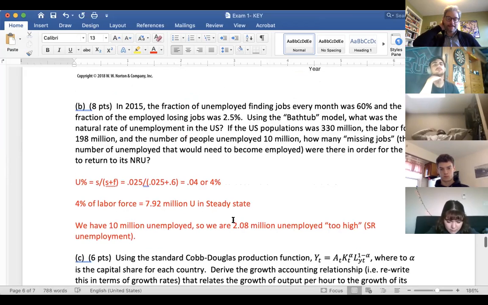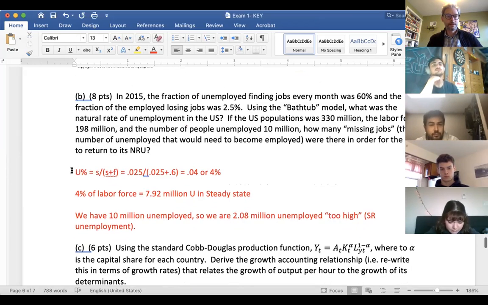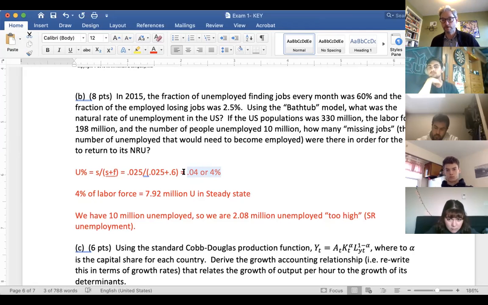Part B, this is the bathtub model, right? And so the bathtub model, if you remember from your notes, you have your notes available, is just S divided by S plus F, where S is the separation rate, F is the finding rate. And so if you plug these in, you should get that the natural rate of unemployment is 0.04 or 4%.